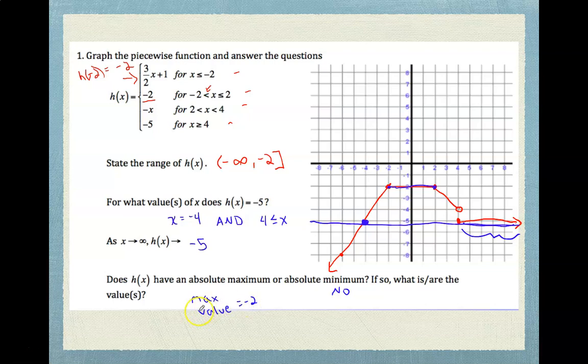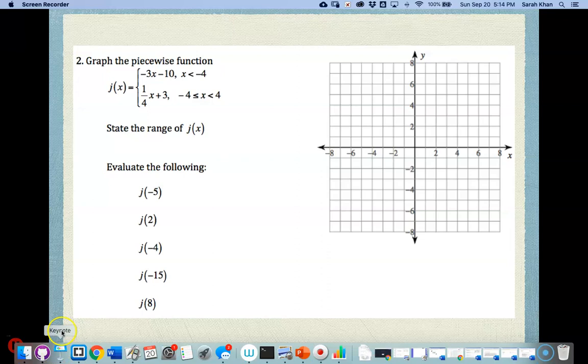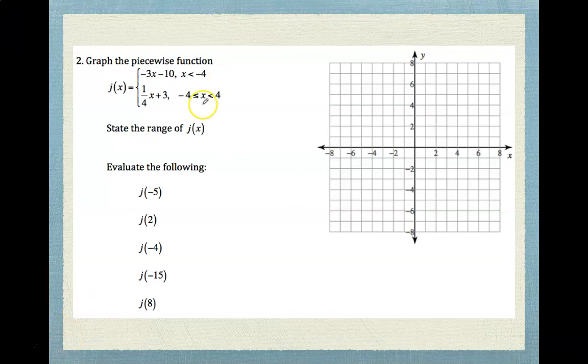Okay. All right, let's look at one more problem here. This problem is talking about j of x, and j of x has two pieces, -3x minus 10 and 1/4 x plus 3. So we'll note right here that x is not allowed to equal -4 in this top bracket, but we're interested in what j of x would be if I did put -4 in.